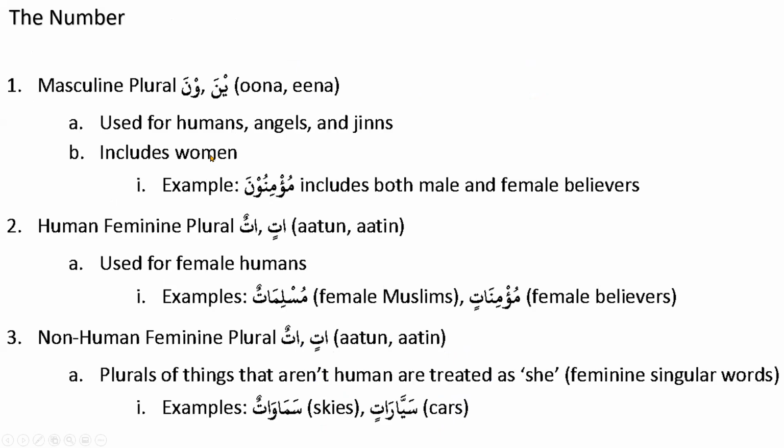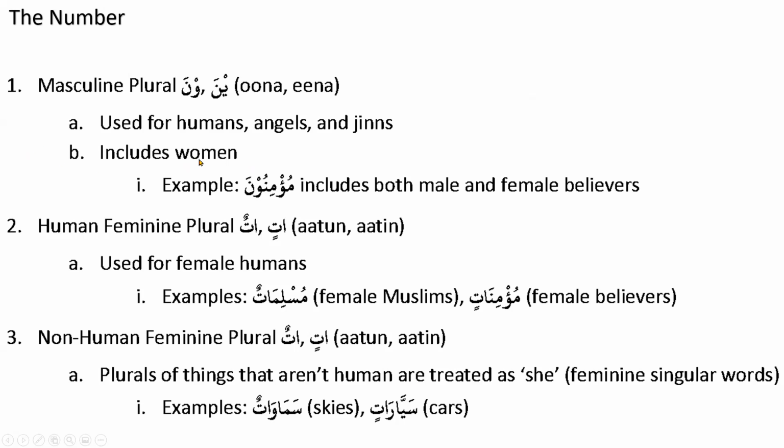If we look at the 6 categories of plural, number 1 is masculine plural. How do you recognize masculine plural? They end with una or ina, and if they're light, then the noon is gone, so u or i. It is used mainly for humans, angels, and jinn, because in the Quran, Allah talked about angels and jinn. So they're all living things, kind of. It includes women also. What does that mean?